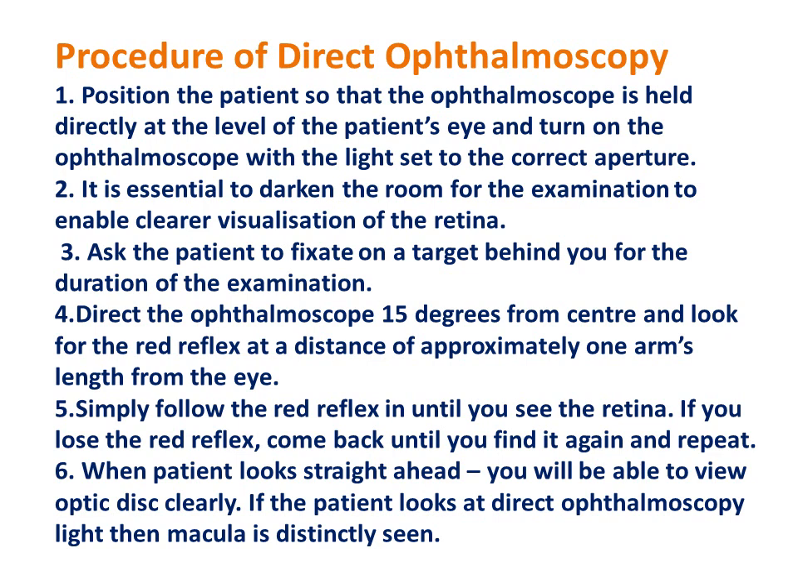Now you direct the ophthalmoscope 15 degrees from the center and look for the red reflex at a distance of approximately one arm's length from the eye, that is around 1 meter distance from the patient's eye. The next step is to do near direct ophthalmoscopy. For this, you have to simply follow the red reflex until you see the retina. If you lose the red reflex in between, come back until you find it again and repeat the procedure, and you will definitely succeed in seeing various parts of the fundus in near direct ophthalmoscopy.